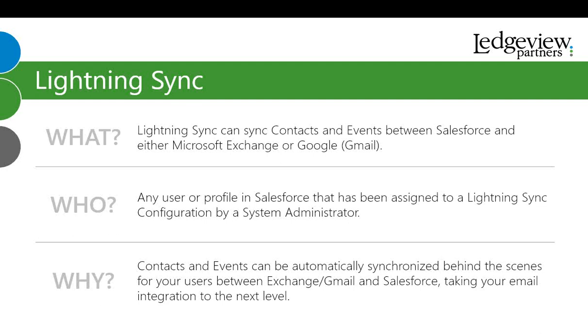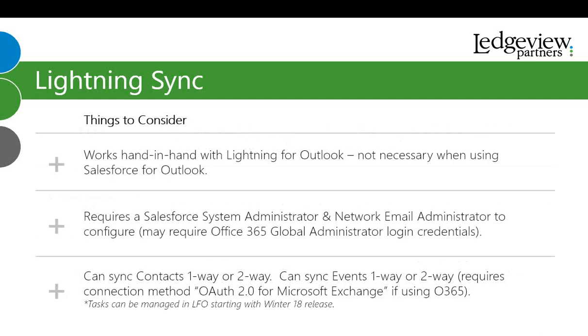And it can be configured in multiple ways. It can be one-way communication, two-way communication, depending on how you want to handle your synchronization between your two systems. So some things to look at before you just jump in and have somebody, a network admin or a system administrator, go and set this up. Just keep in mind, this works hand in hand with Lightning for Outlook. I mean, it was designed to work with that.